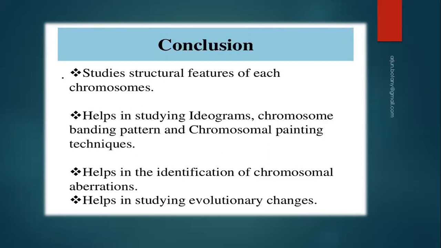Next, it helps in studying evolutionary changes. This one is very important. If we want to study evolutionary or chronological change, then if we paint the chromosomes sequentially, it can reveal a clear image in front of us that tells about the evolutionary significance or evolutionary changes in different organisms. So these are the advantages, and this is the conclusion of chromosome painting.